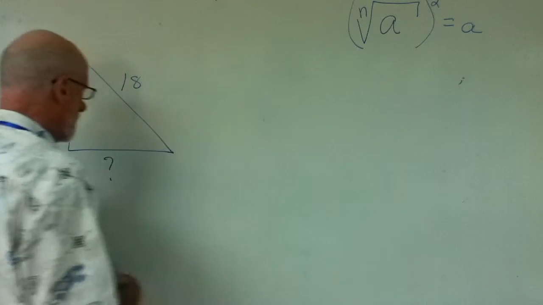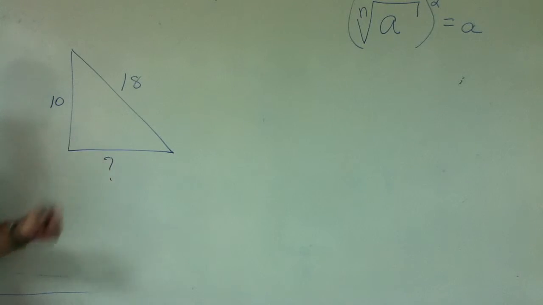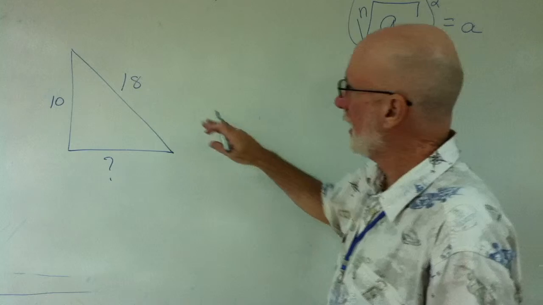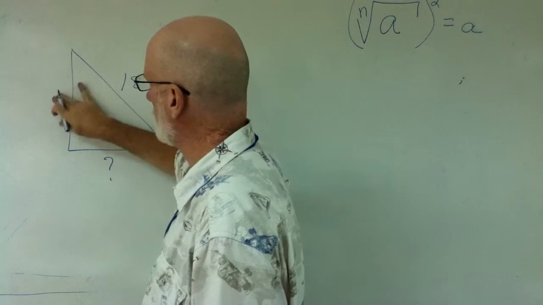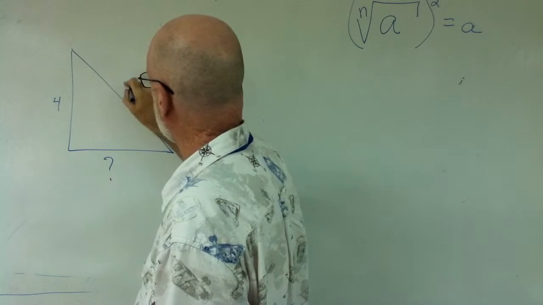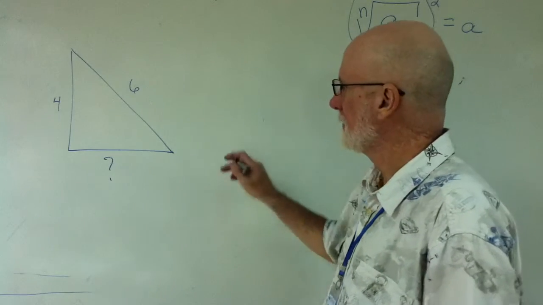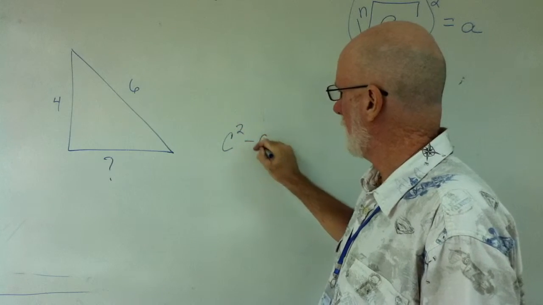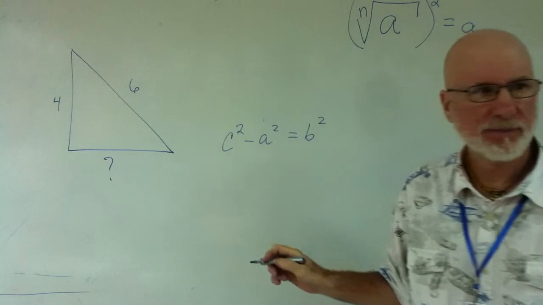Okay? Go ahead. What's this one? Come on, guys. Shall I help you? This is kind of ugly, isn't it? Shall I change it a little bit? It's going to be 4. We'll make this 6. Is that a little better? Smaller numbers? So isn't it going to be c squared minus a squared equals b squared, right?